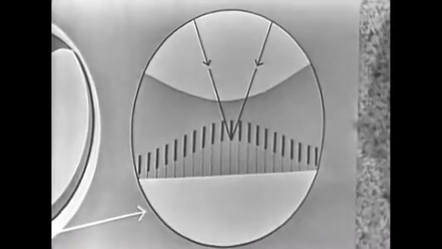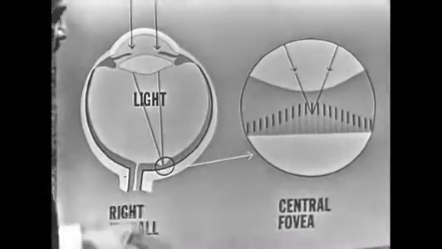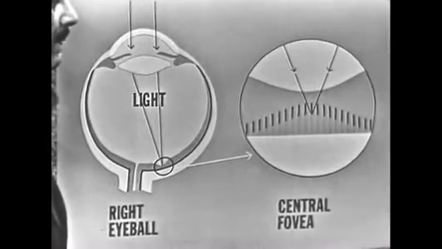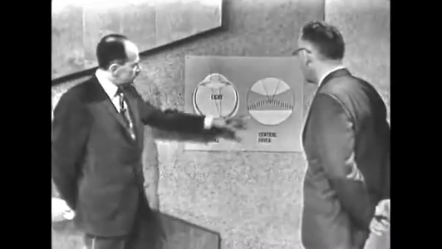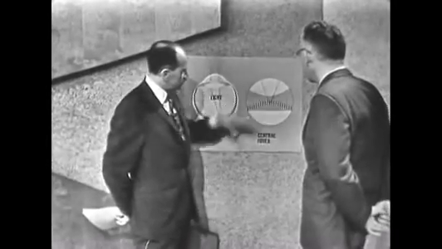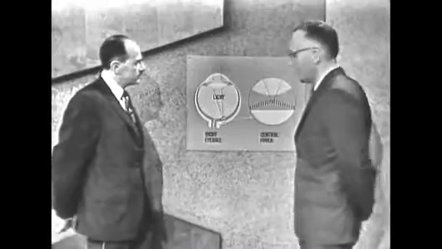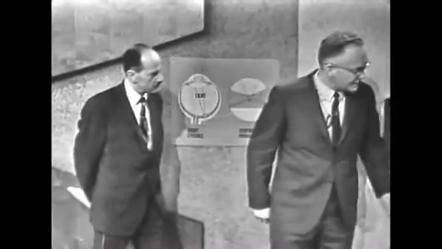This is an enlargement of this small region. Yes, it is. And this is the portion with which we see greatest detail when we're looking at an object. What does an end-on view of this look like, that is looking from the front? An end-on view is shown in the next slide.